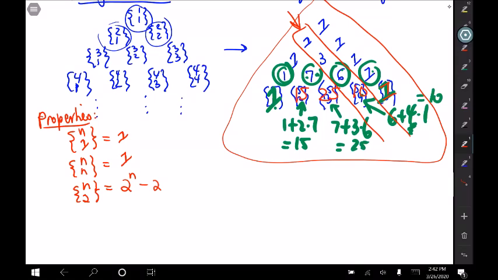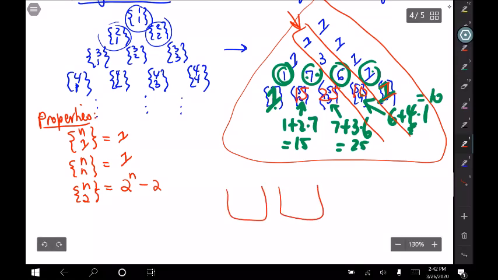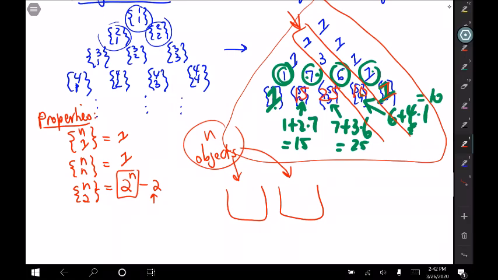Let me tell my logic. I have 2 indistinguishable boxes and n objects. Each object has 2 choices, so we have 2 to the n. But the reason I subtracted 2 is because I want to rule out what? Why did I subtract 2? Yes, there's the possibility that just by pure chance, we put all the objects into 1 box, which is not allowed, or all the objects into the other box, which is not allowed. So I need to subtract 2.